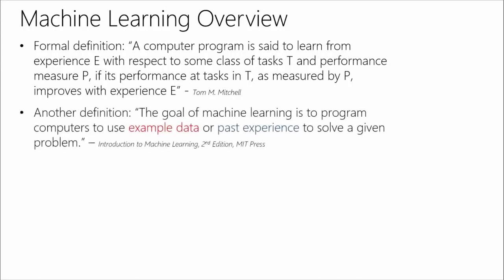I kind of like this statement a little better, so I'll read this one. The goal of machine learning is to program computers to use example data or past experience to solve a given problem. This is from Introduction to Machine Learning from MIT Press, which is a really highly recommended book. Well, so why have you highlighted example data as red and past experience as blue? Yeah, for those of you that might not be able to see that on your screen, I've got the words example data and past experience in 2 colors.